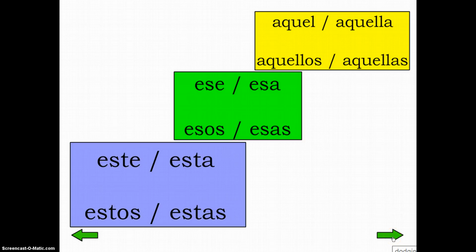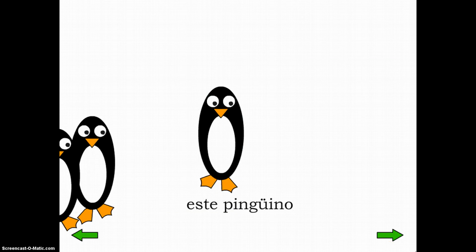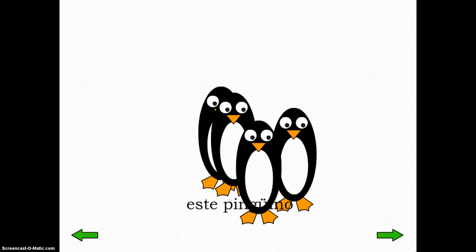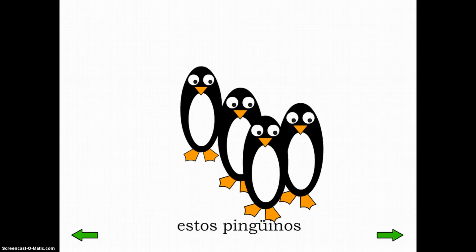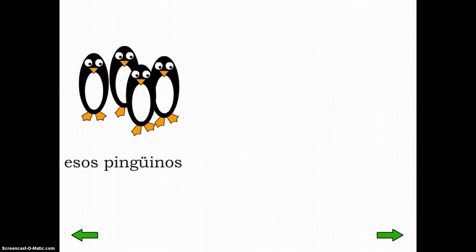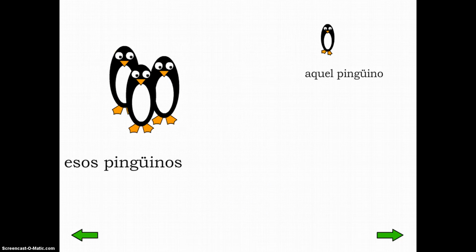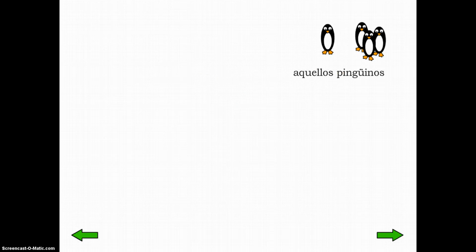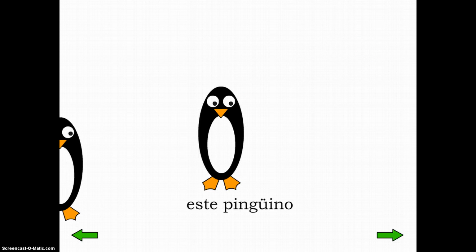Remember that our demonstrative adjectives also have plural forms as well as feminine forms. Let's look at a good example. All of a sudden we have multiple pingüinos and we say estos pingüinos. Esos pingüinos. Aquellos pingüinos.